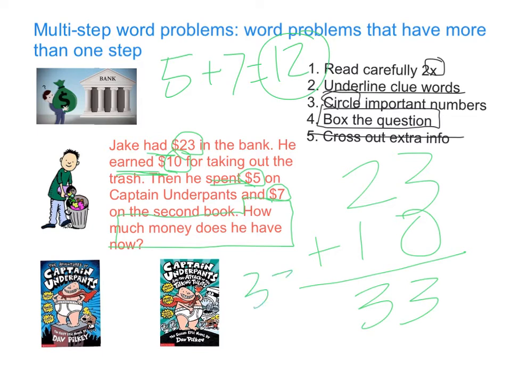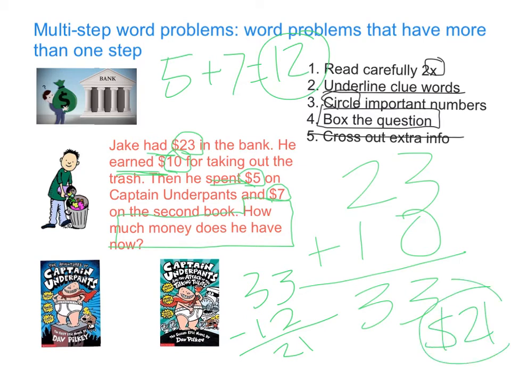So he had $33 from what was in the bank and what he earned from taking out the trash, and then he spent $12. So if I subtract that, that gives me $21. So he ended up having $21. I just really had to take my time. There was a lot of numbers and a lot of steps, but as long as I took my time, I realized that it really wasn't that difficult. I just needed to make sure I followed all my steps, and then obviously I would need to go back and check all those steps.